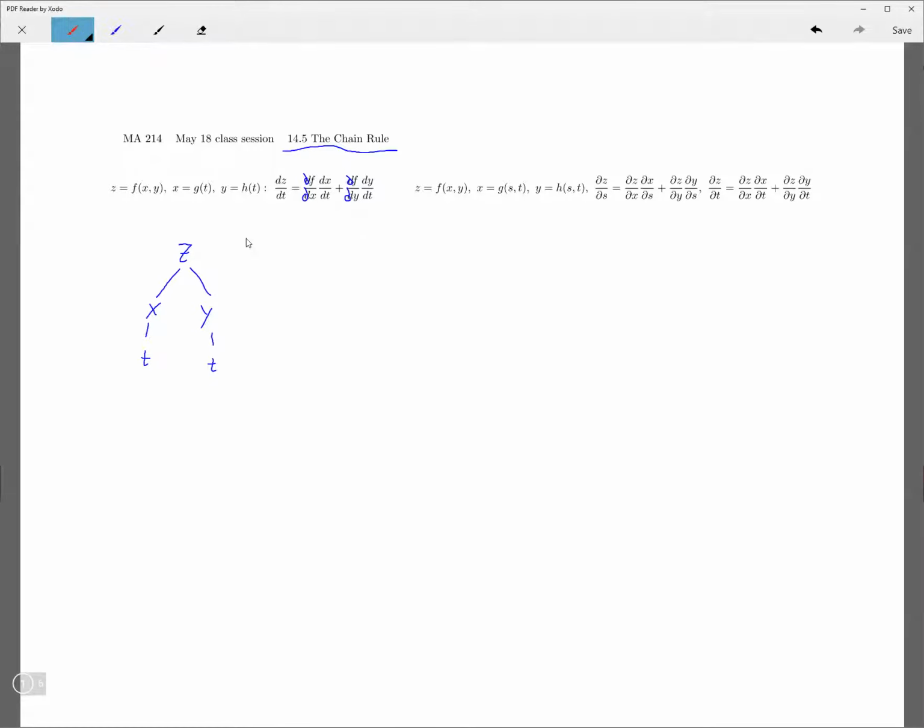So here we have where z is a function of x and y, but then x is a function of s and t, and then y is also a function of s and t. So you have that tree like there. Now here we're doing the partial of z with respect to s. So z is a function of x and y, but then each of these are functions of s and t. So really z in the end is actually a function of s and t. So it's the partial derivative here.